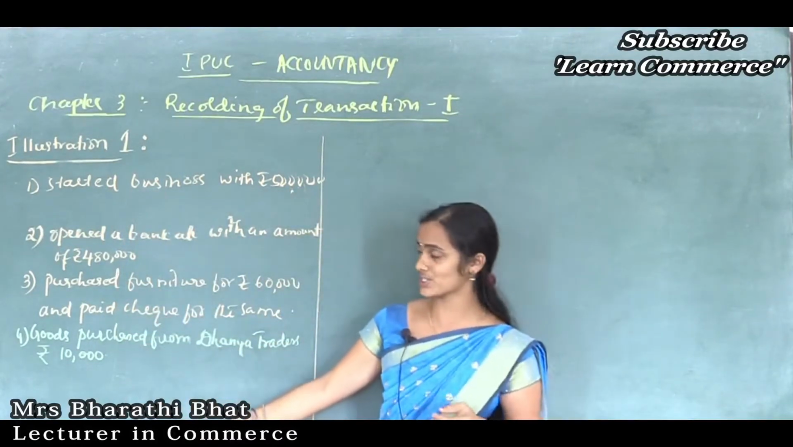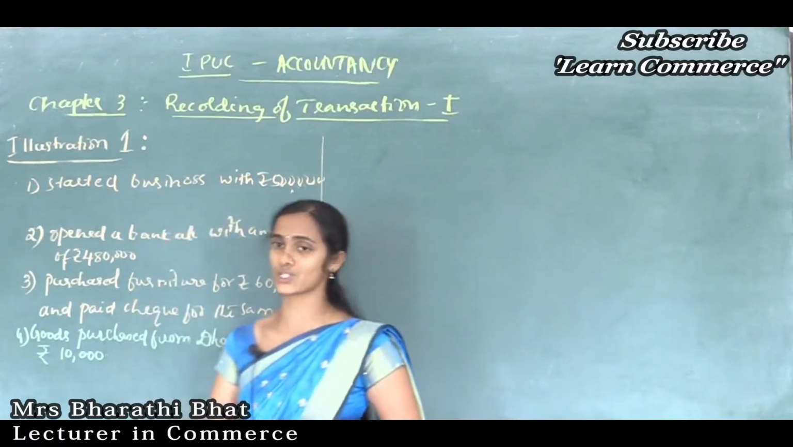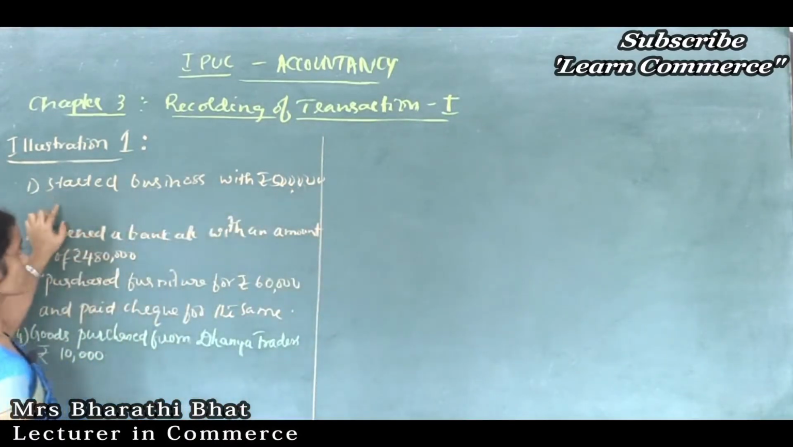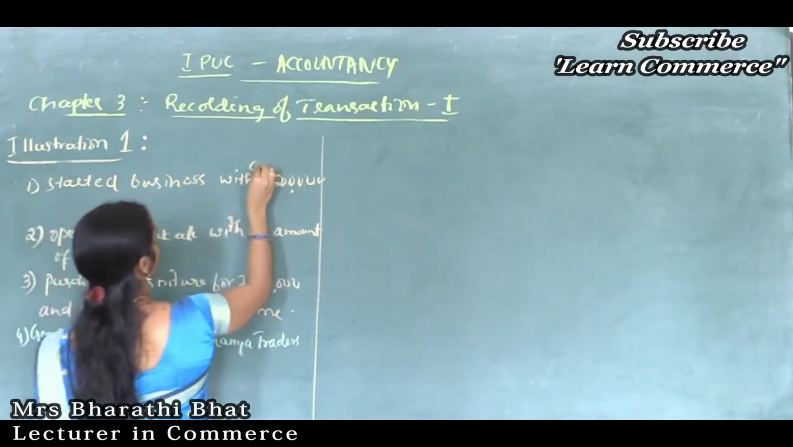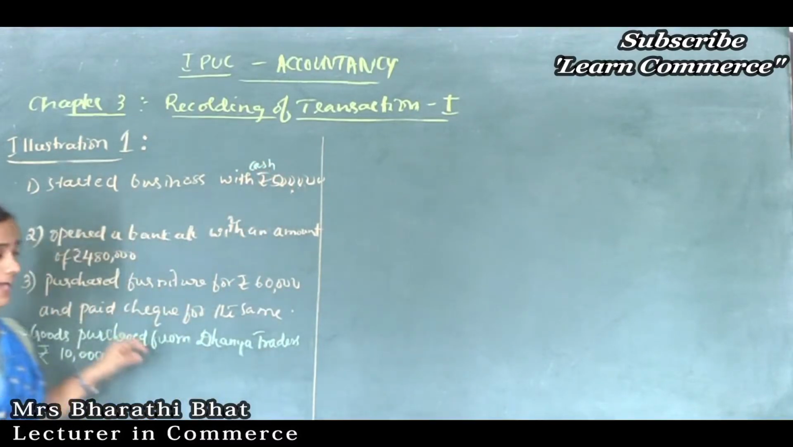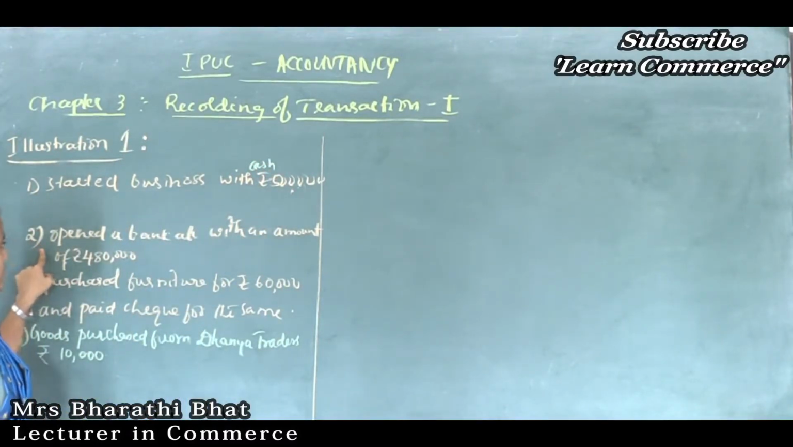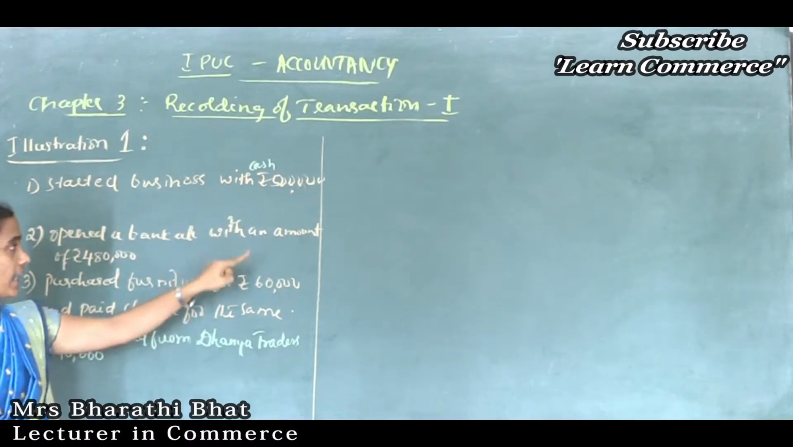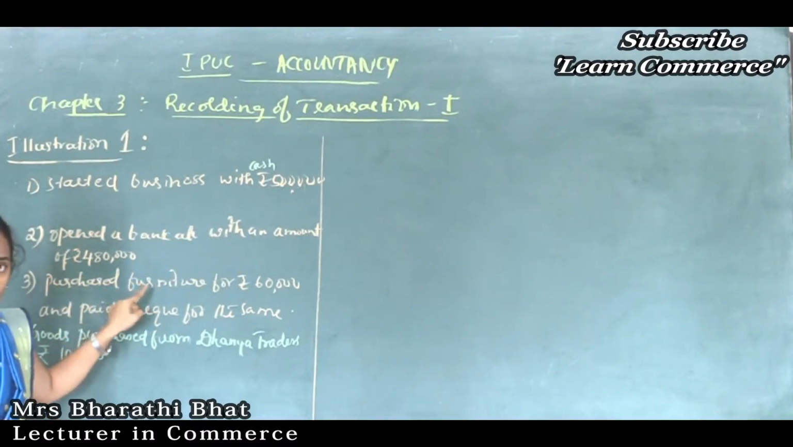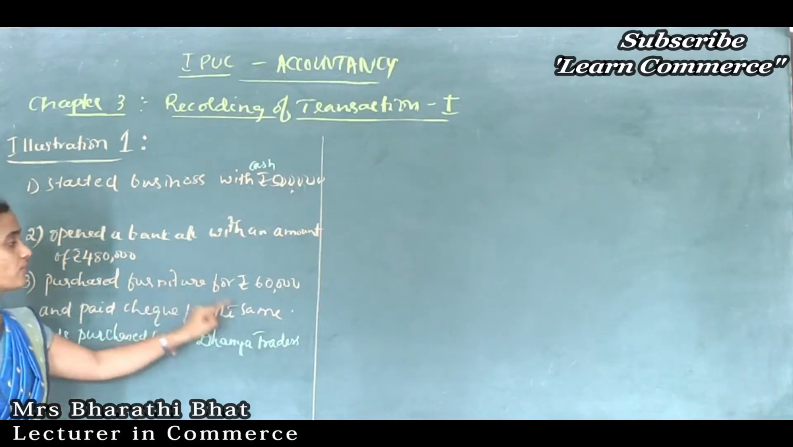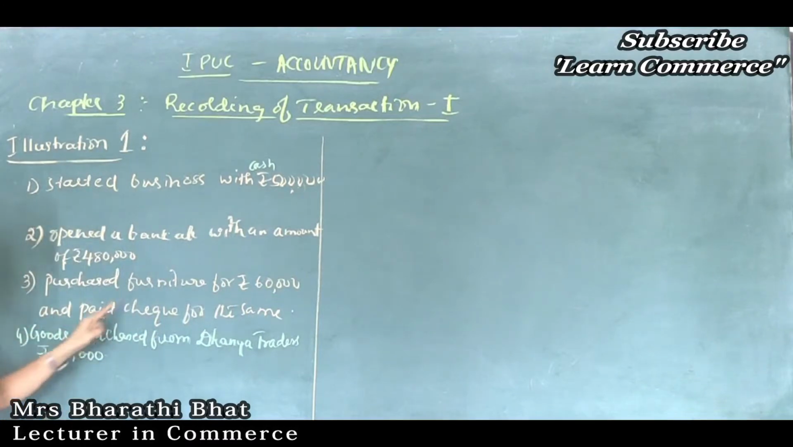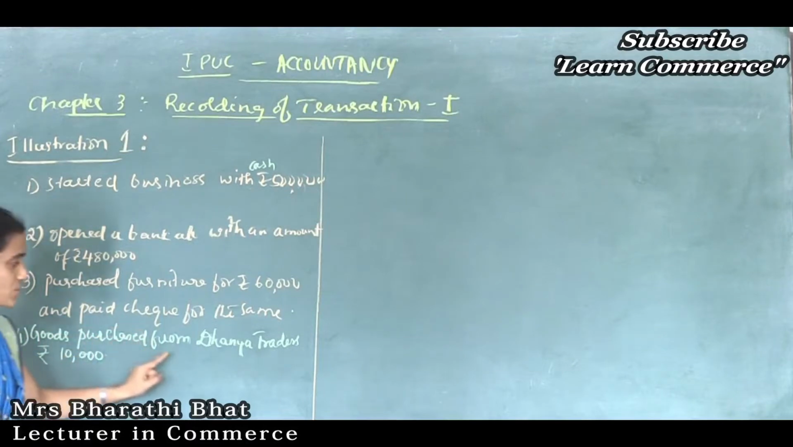Take down this illustration in your notebook. The first illustration: 1, started business with cash rupees 5 lakh. Second transaction is opened a bank account with an amount of rupees 4 lakh 80,000. And third transaction is purchased furniture for rupees 60,000 and paid by cheque for the same. And the fourth transaction is goods purchased from Dhanya Traders rupees 10,000.